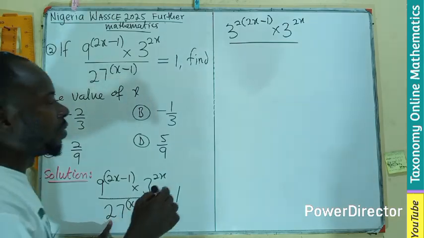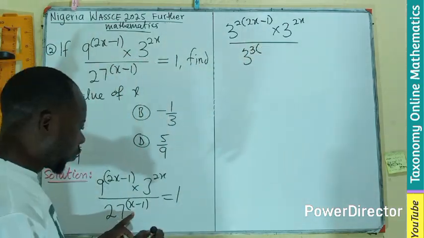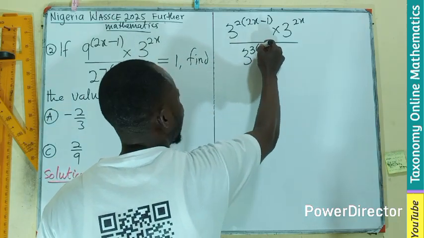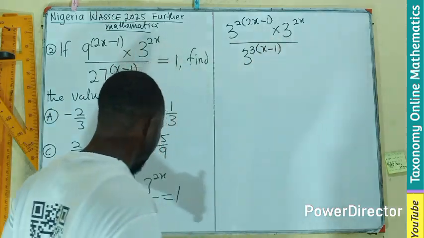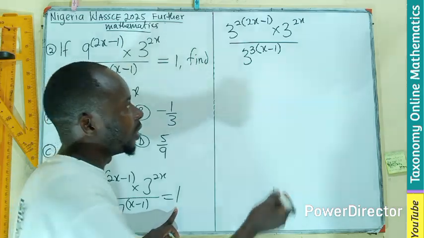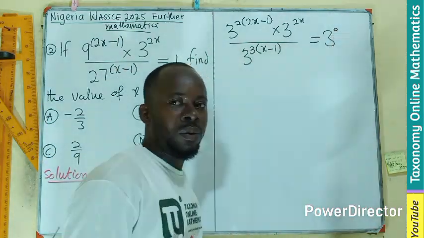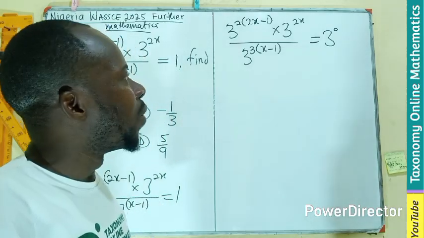Breaking the 27 to the base of 3 gives me 3 exponent 3, which also carries the power of what? X minus 1 equals 1. 1 must also be in the same base of 3. So that will give me equals to base of 3 exponent 0, which still represents the 1.